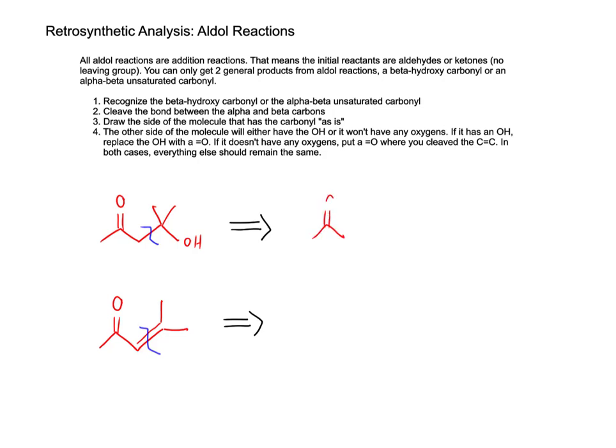So for both of these, I'm going to draw them just as the ketone, just like that. The other side of the molecule will either have an OH, if it was a beta-hydroxycarbonyl, or it won't have any oxygens. If it has an OH, all we're going to do is replace the OH with the double bond O. So in other words, we can get this as our other starting material. In the bottom one, we're going to put the double bond O exactly where the carbon-carbon double bond was. And that's all you need to do for retrosynthetic analysis of aldol products.